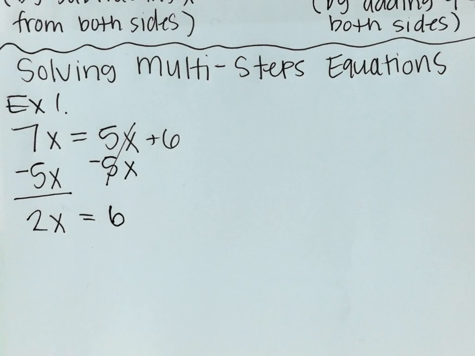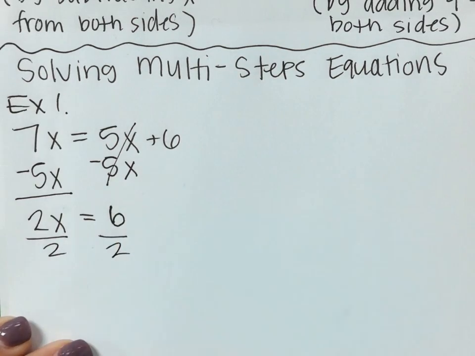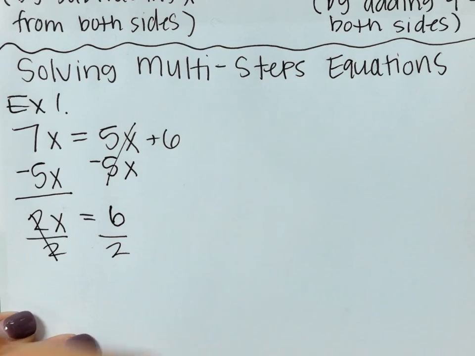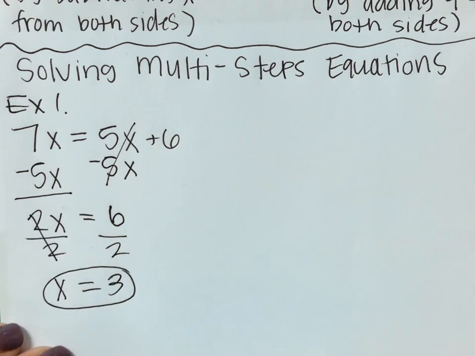Now my variables are on the left, my constants are on the right. So that means I need to solve for x. So how can I solve for x? Dominique. Divide both sides by 2? Good. If I divide both sides by 2, then those 2's cancel, and x is equal to what? 3. Good.